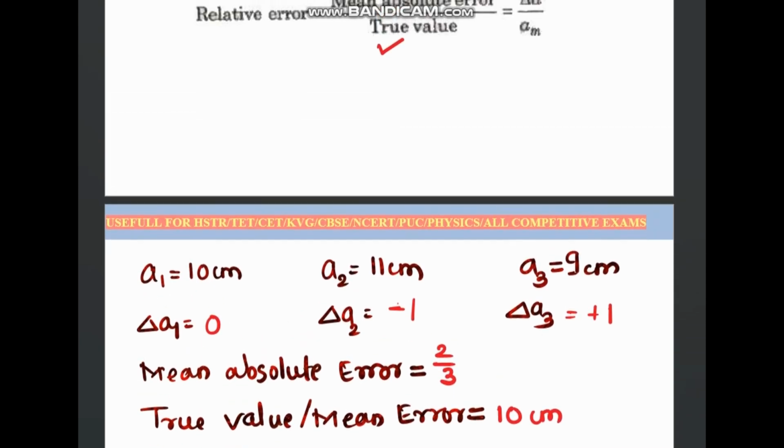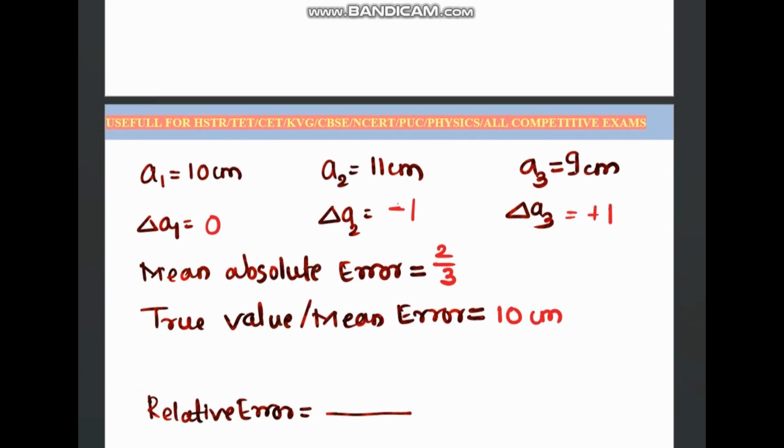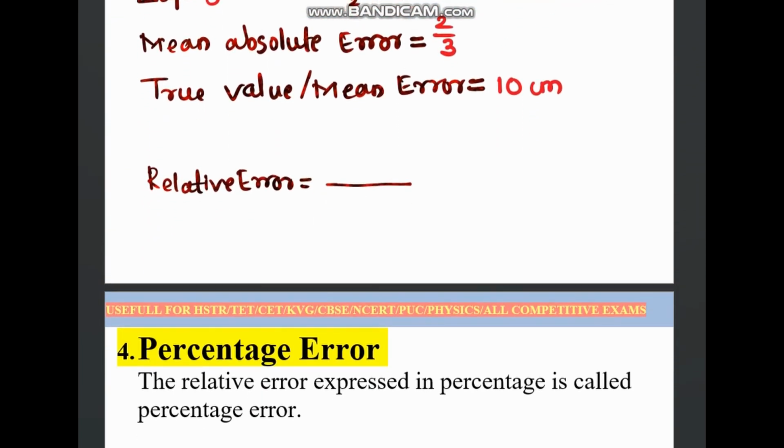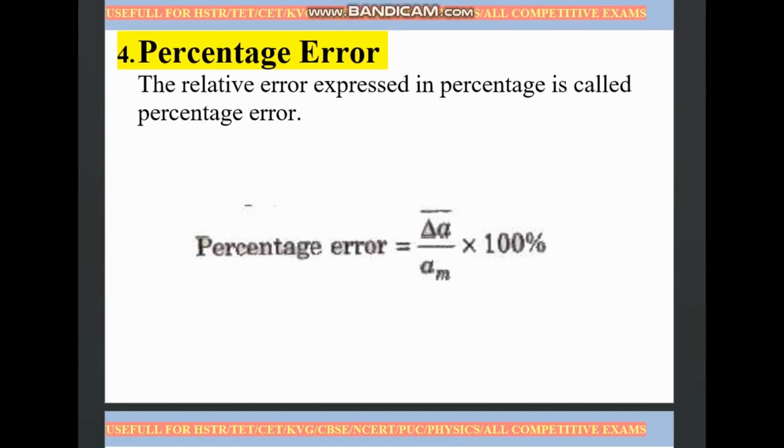So relative error is, see what the definition says, mean absolute error divided by true value. Mean absolute error is 2 by 3 and true value is 10. So 2 by 3 into 10, which gives 2 by 30. Relative error is 2 by 30. Next, the fourth type is percentage error. The relative error expressed in terms of percentage is called percentage error.